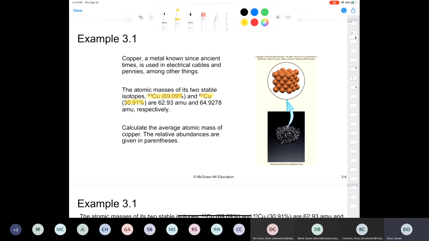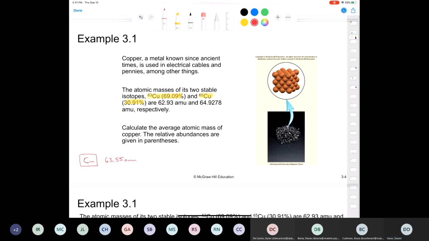Now, if you have a periodic table near you, and I always have one up on my wall here, if I go over to the periodic table and look up copper, it's element number 29. And if I look up the mass that's reported beneath copper, it says 63.55. Now that's the average of the isotopes. So that's the average of these two isotopes.